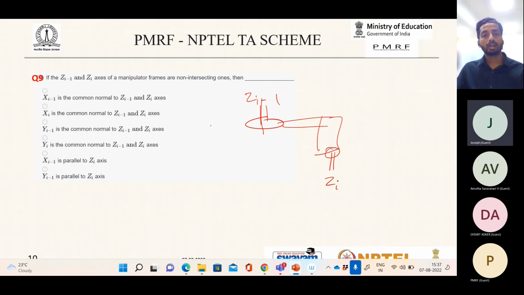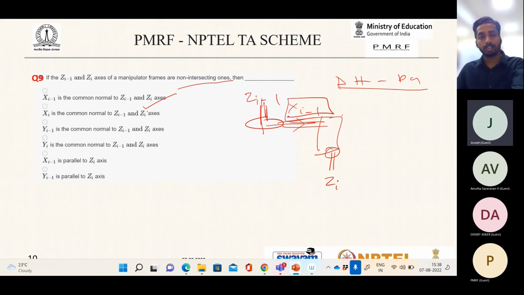So these two are non-intersecting. When we look into DH parameters, what is the rule? The xi should be allocated along the common normal of Zi and Zi minus 1. So what will be the common normal? So this will be the common normal, and that is xi minus 1. So xi minus 1 is the common normal to Zi minus 1 and Zi axis in that case. So the correct answer for this question is xi minus 1 is the common normal for Zi minus 1 and Zi axis. Right. So this is the correct answer, going by the DH parameters rules, or the DH rule.